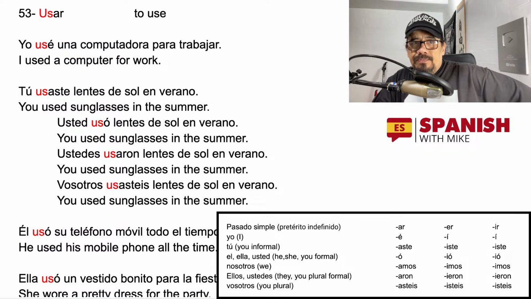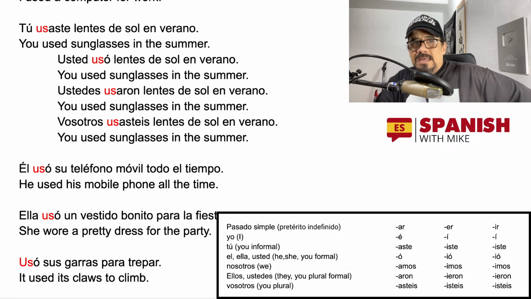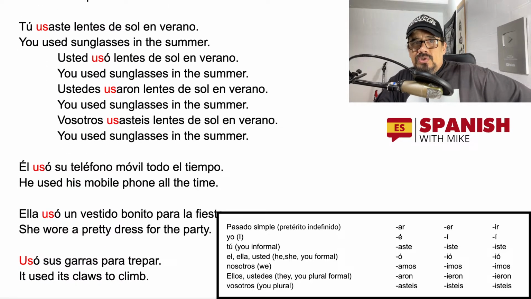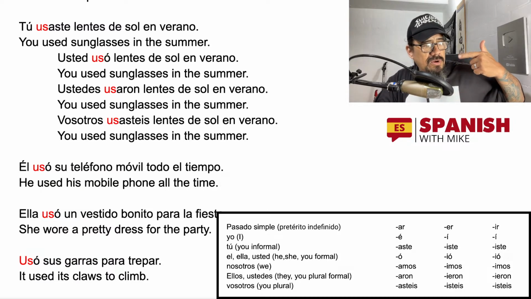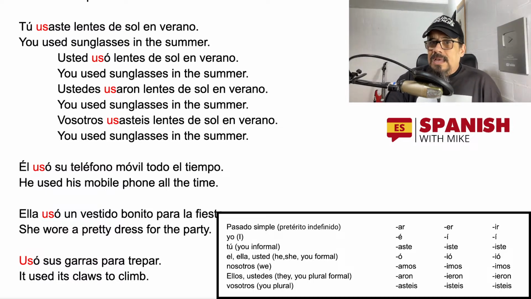To use. Yo usé una computadora para trabajar. I used the computer for work. Tú usaste lentes de sol en verano. You used sunglasses in the summer. Singular, informal, close relationships. Usted usó lentes de sol en verano. Singular, formal. Ustedes usaron lentes de sol en verano. Plural. Vosotros usasteis lentes de sol en verano.